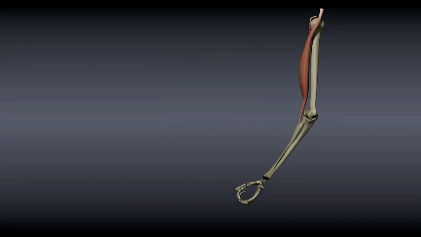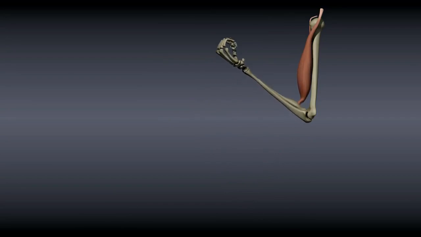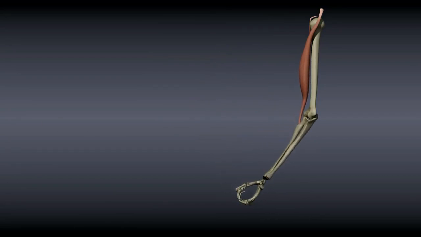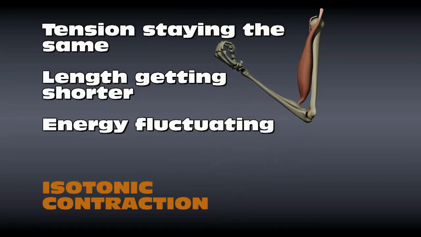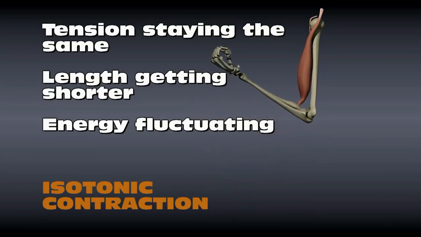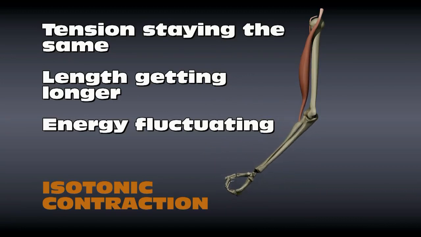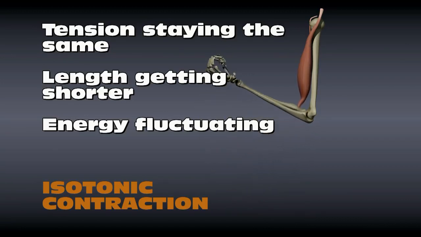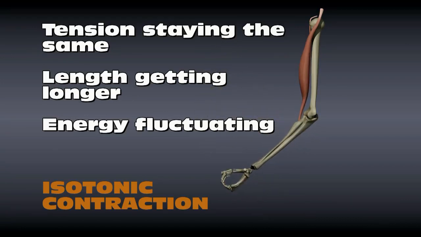In isotonic contractions, the muscle tension stays the same. The length of the muscle changes as the muscle contracts and pulls on the bone. The amount of energy required by the muscle may change, but the tension across the muscle stays the same.